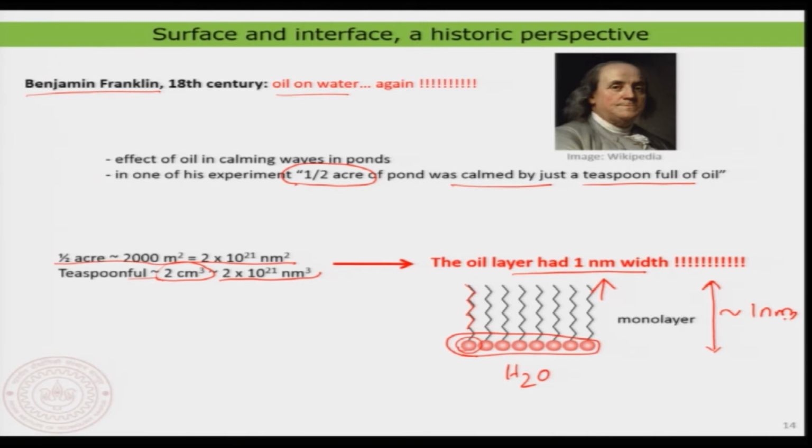So what indeed happened in Benjamin Franklin's experiment is that he could calm down a complete pond which is ½ an acre with 1 teaspoonful of oil, and basically he used a monolayer of oil to calm it down. So this is quite exciting.